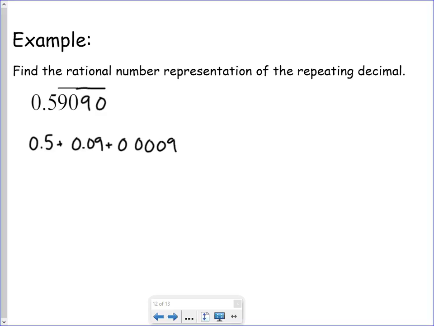0.0009 plus 0.000009. Okay, and what I'm going to do there is I can write this as powers of 10.